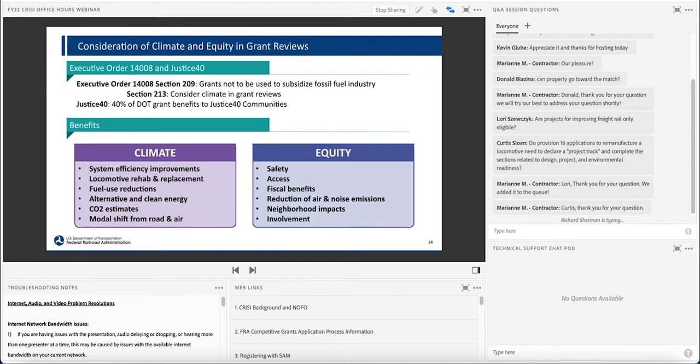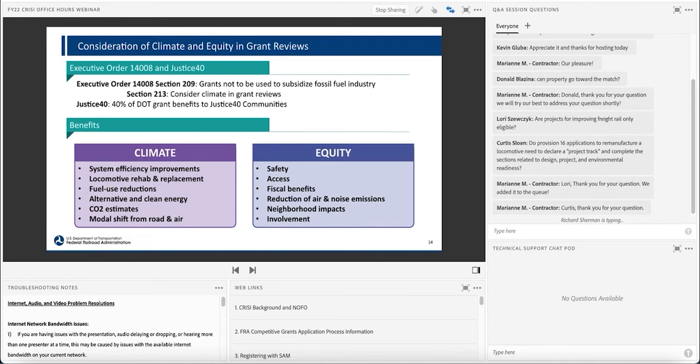Executive Order 14008 has a couple of sections in it that are pretty particular to our grant programs. One is Section 209. We can't subsidize the fossil fuel industry directly. So for example, we couldn't actually purchase diesel fuel in your grant application this time around because of that. And then Section 213 asks us to consider climate in grant reviews. We also have to consider equity in grant reviews.